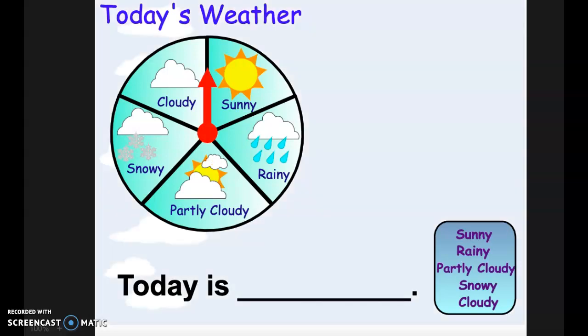Alrighty, let's go ahead and do our weather song. What's the weather? What's the weather? What's the weather like today? Tell us, Miss Kara, what's the weather? What's the weather like today?